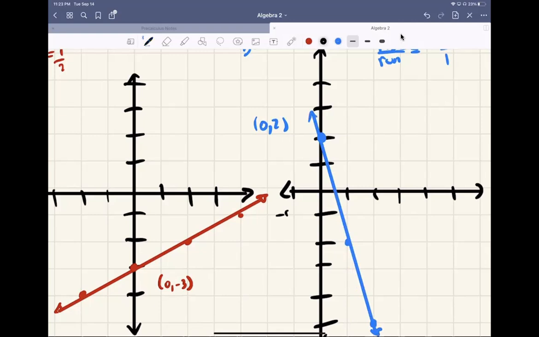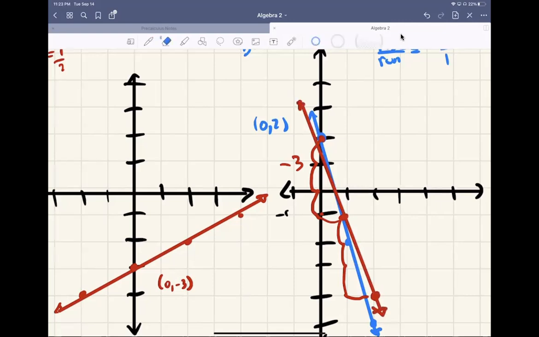Oh, let me use a different color. 1, 2, 3. That's -3 over 1. Oops, I did the point wrong. I'm sorry, guys. And then 1, 2, 3 over 1. All right, so our graph should actually look like this. This is my bad. And that's why it's good to check your work. And let me just erase that blue line so you're not confused.